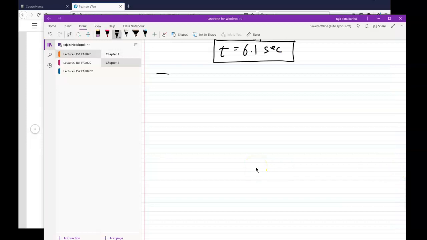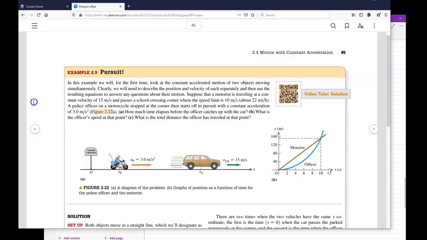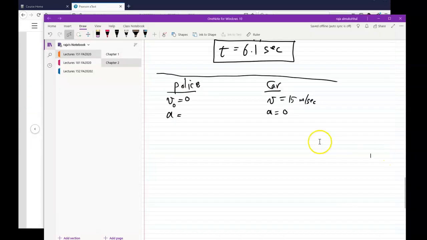So here we have two situations. Basically you have, let's call them police, and let's say the other person, we'll just call it a car. Okay, how about that? So what's given to us? Well, the car has a constant velocity of 50 meters per second, and of course the acceleration is 0. He said it's constant velocity. For the policeman, however, the initial velocity of the police is 0, and the acceleration of the police is, what is it, 3, I think? Yeah, 3 meters per second squared. And the initial is 0.